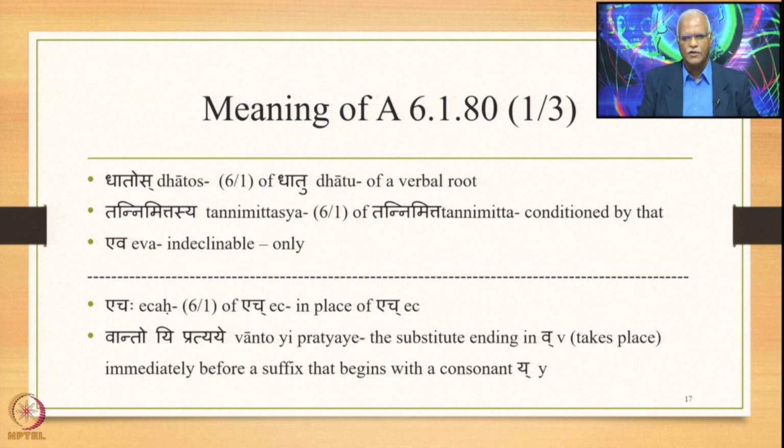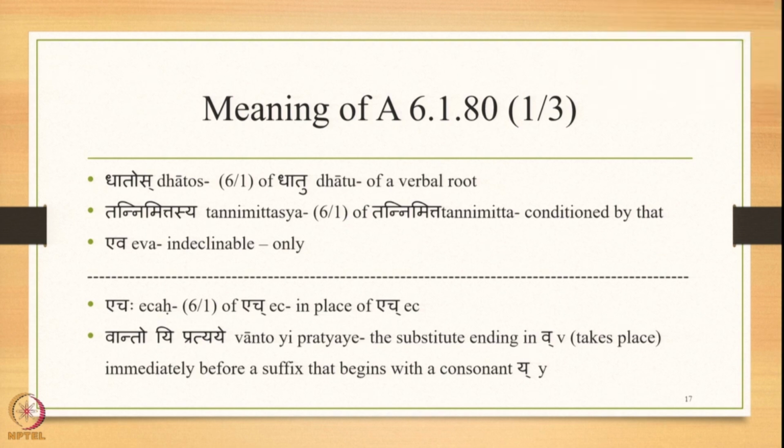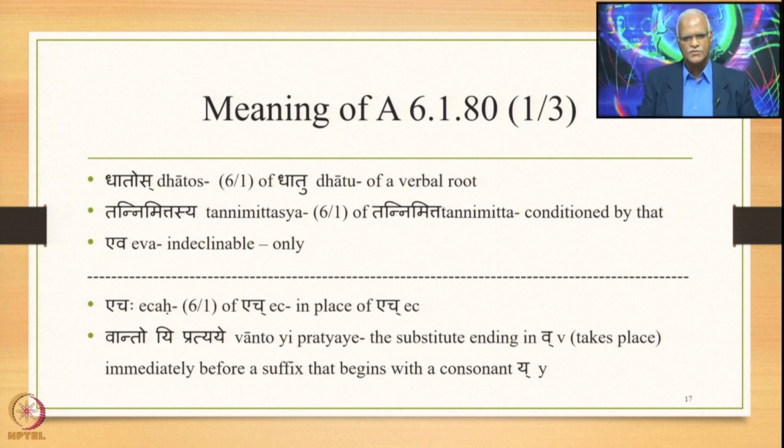Tannimitta is a compound constituted by two elements, Tat and Nimitta. Nimitta is a condition, Tat is that. So, Tannimitta stands for conditioned by that. This is describing the part of the dhatu. Dhatos, which is genitive, we said means of a verbal root. This stands for part of the verbal root, as shall be clear in a while. Eva is indeclinable and generally eva is rendered by the word only. The words continued are echaha, 6/1 of h in place of h. This is from echoyavayavaha, 6178, and the entire sutra vantoyu pratyaye from 6179.